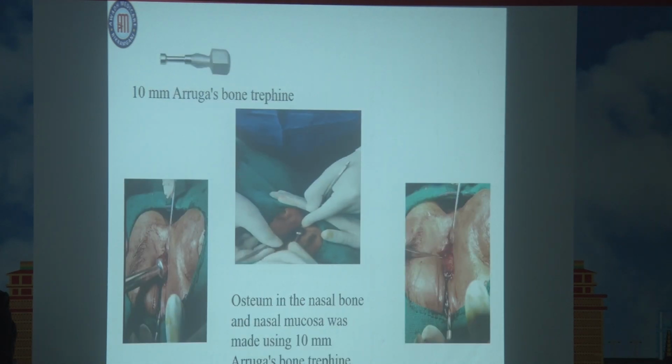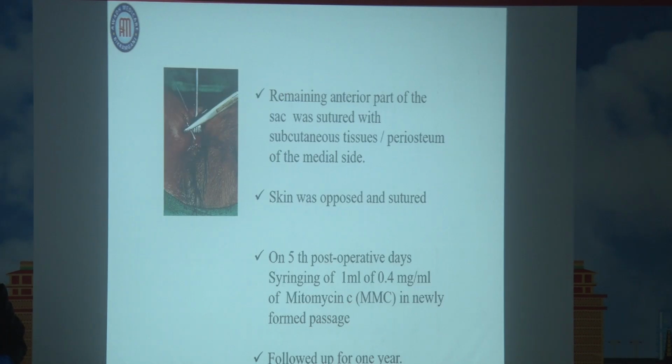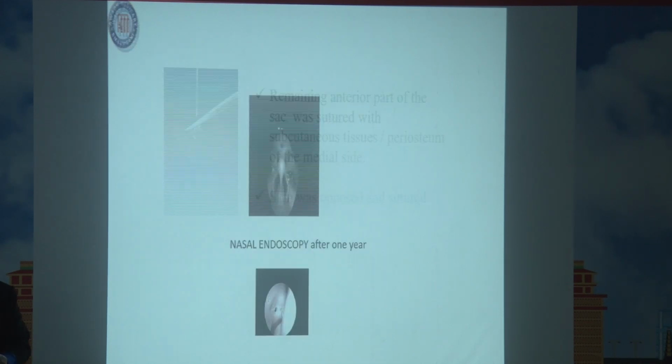And a 10 mm Aruga's bone trephine was used here to make an ostium in the nasal bone and nasal mucosa, and the remaining anterior part of the sac was sutured with the subcutaneous tissue and periosteum at the medial side. And the skin was opposed, and on the 5th post-operative day, 1 ml of 0.4 milligram per ml of mitomycin is syringed in the newly formed passes. All these cases were followed up for 1 year, and this is the nasal endoscopy after 1 year. And here you can see the nasal ostium clearly.